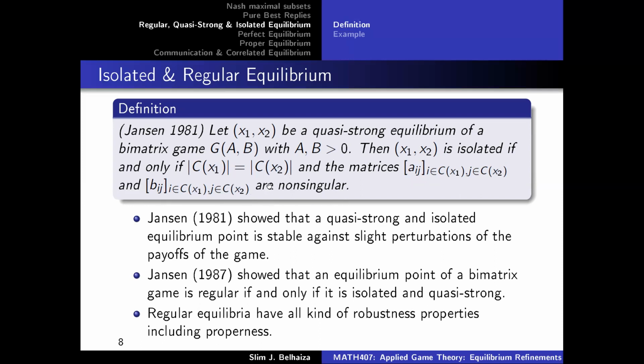So basically, you don't need to go through the enumeration of all maximal Nash subsets to prove that you have an isolated equilibrium. What Jensen showed is that a quasi-strong and isolated equilibrium is stable against slight perturbation of the payoffs of the game, and this defines what we call a regular equilibrium. In fact, regular equilibria have all kinds of robustness properties.